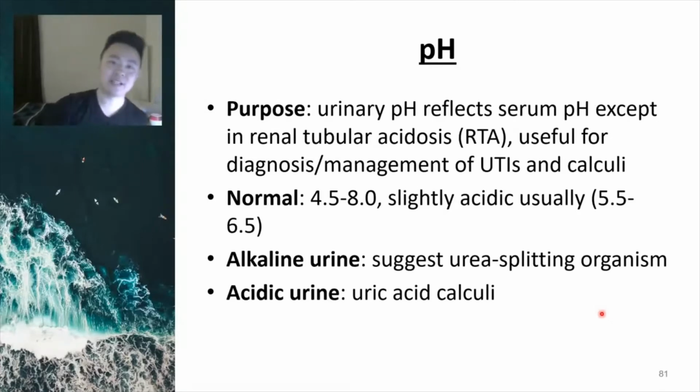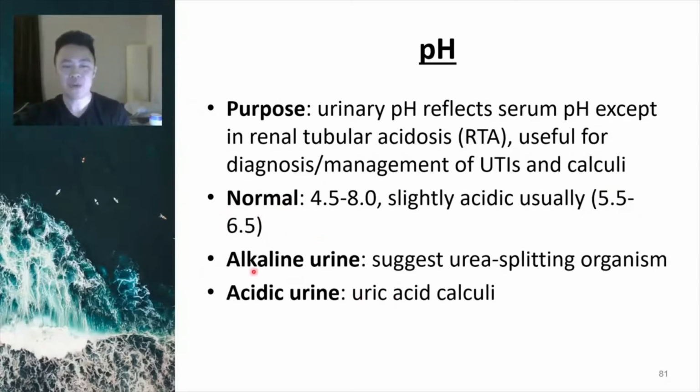A pH test, again, urinary pH reflects the serum pH, except in renal tubular acidosis, or RTA, useful for diagnosis and management of UTIs and calculi. Normal levels are 4.5 to 8.0. Slightly acidic is usually around 5.5 to 6.5.